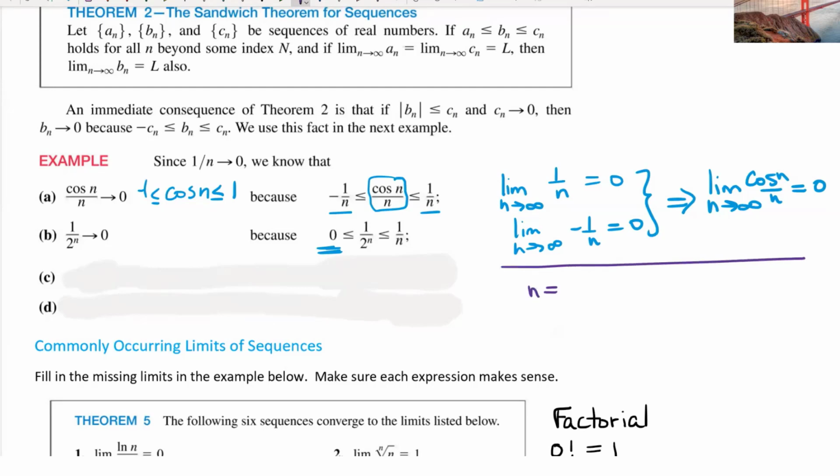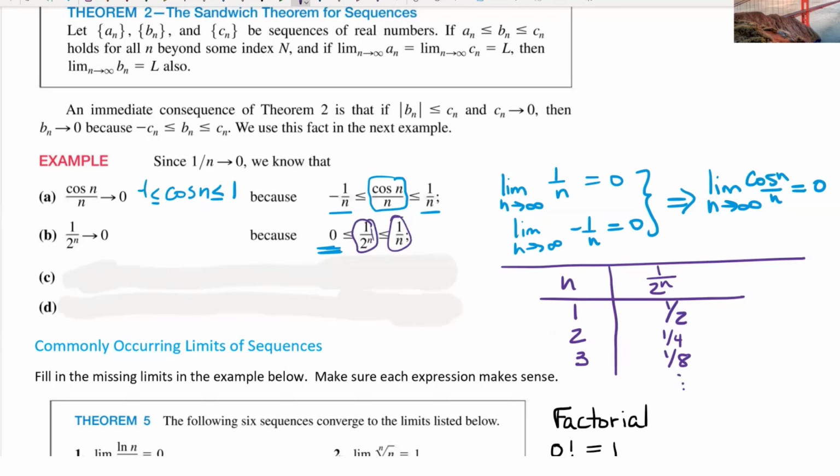So if this is n and this is 1 over 2 to the n, when n is 1, we get 1/2. When n is 2, we get 1/4. When n is 3, we get 1/8, and so on. So you can see that 1 over 2 to the n really is always less than 1 over n.